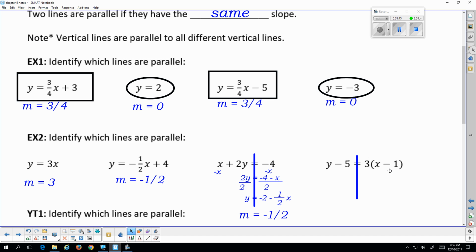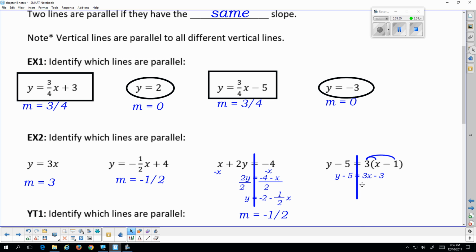So what's the first thing we're going to do to solve this equation? Well, the first thing you do when you solve an equation is see if you can distribute something. Right here, we're going to distribute that 3. So that gives us y minus 5 equals 3x, and then 1 times 3 is 3, so -3.